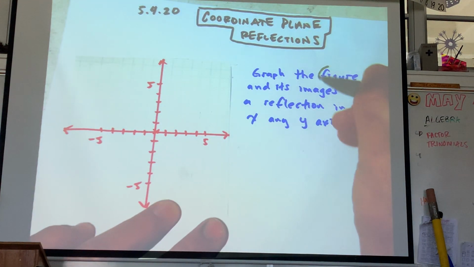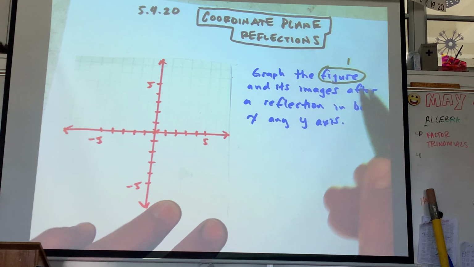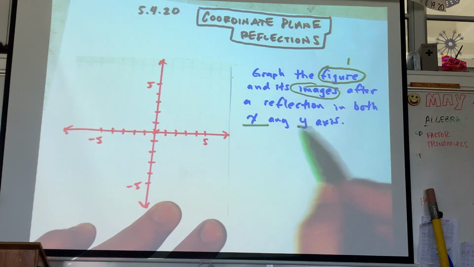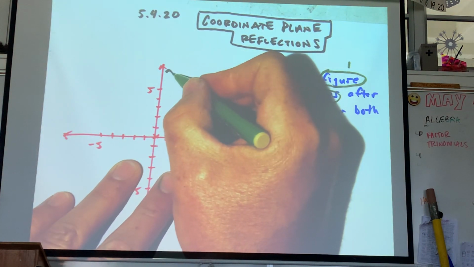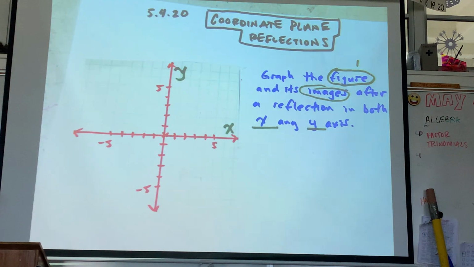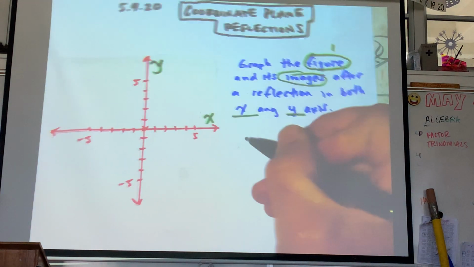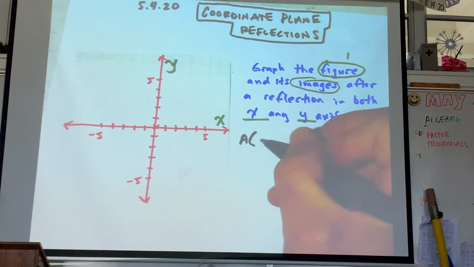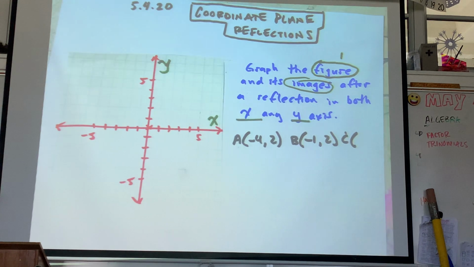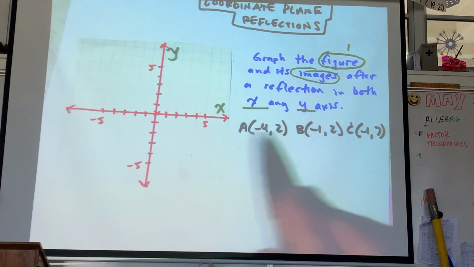So the figure is 1, and the images are over the X and the Y axis, which is here's the Y, here's the X. Remember that, Y and X? So that's going to be our mirror line. So here's our first one. We're going to label this: A is negative 4, 2. B is negative 1, 2, and C is negative 1 and positive 7. So we're going to graph this figure first.